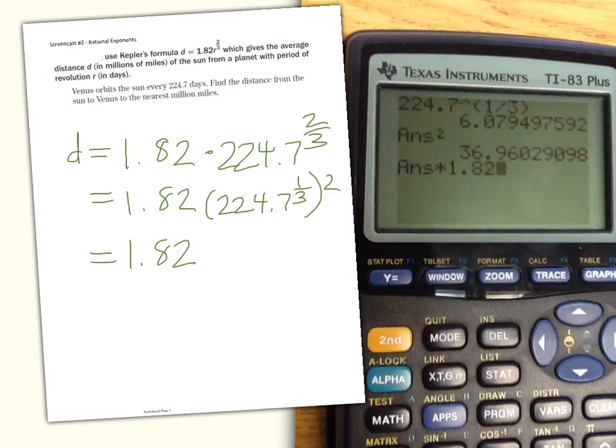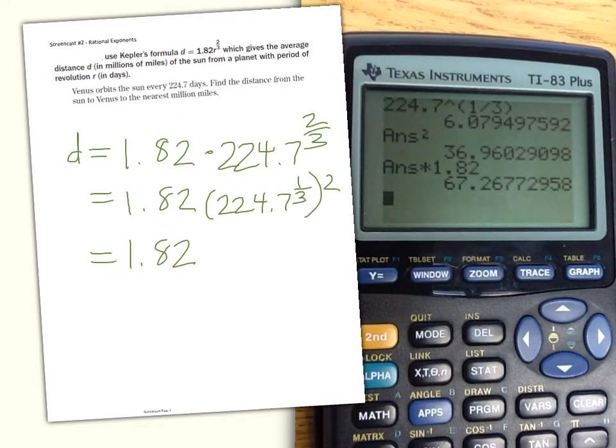Okay, good. Now, once all is said and done, I have raised it to the 1/3 power, then squared it, so I'm done with my powers. I have to take that 36.96 number and multiply it by 1.82. Notice that I just hit times, and it gave me ANS right here. That means whatever was in the previous display is now in the answer, just like 6.0794, when I hit squared, that made it into the answer. Think of ANS as a variable, and whatever was the previous display is now entered into ANS. So the answer, this 36 number, times 1.82 gives me 67.2677298.